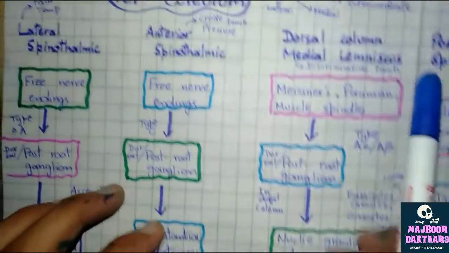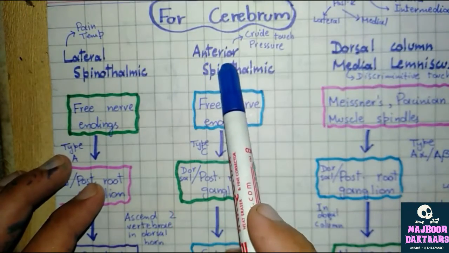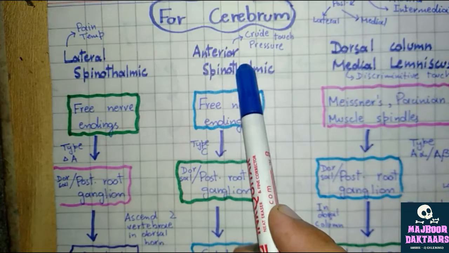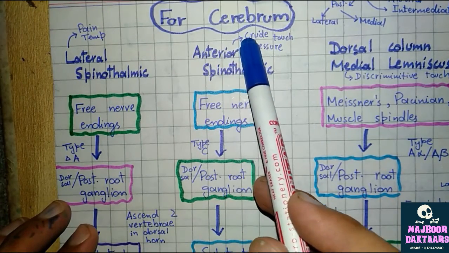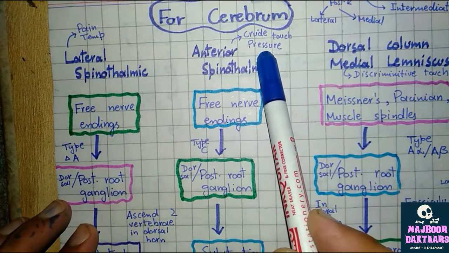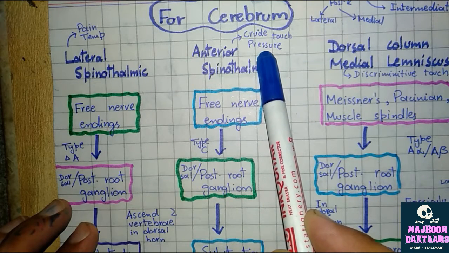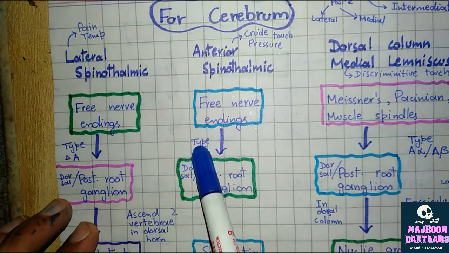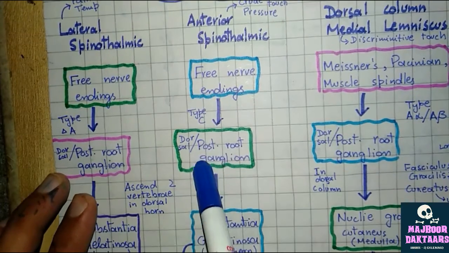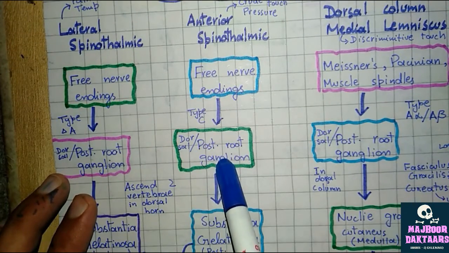Now moving towards the anterior spinothalamic pathway. The anterior spinothalamic pathway conducts crude touch and pressure. It does not require a fast conducting system, so type C fibers, which are non-myelinated and the slowest fibers, conduct its impulses from the free nerve ending to the dorsal root ganglion. The dorsal root ganglion is this one.